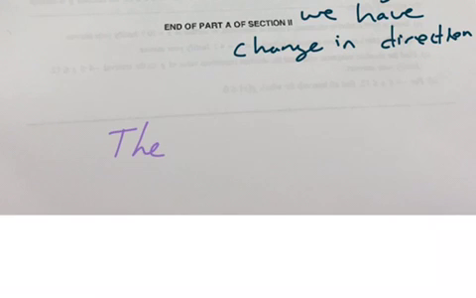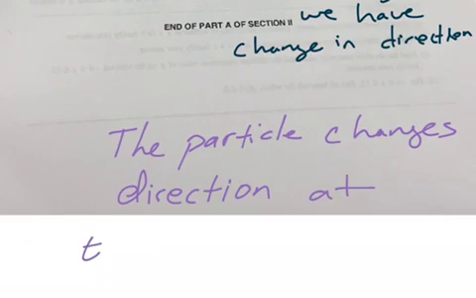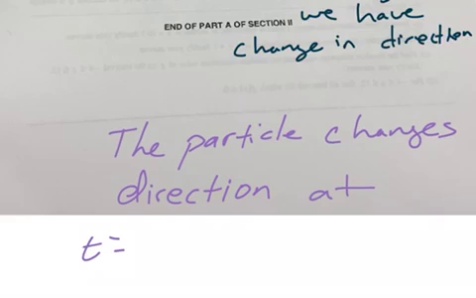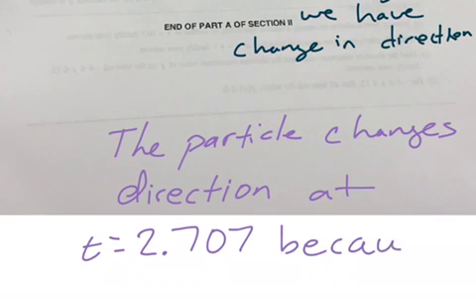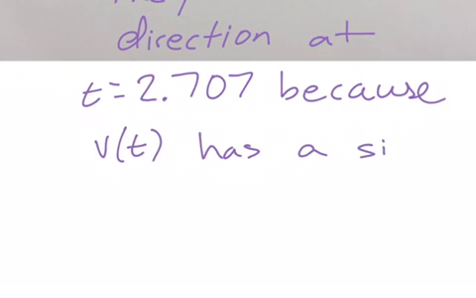So my final answer, going back to the question, I'd answer this. The particle changes direction at t equals 2.707 because v of t has a sign change there.